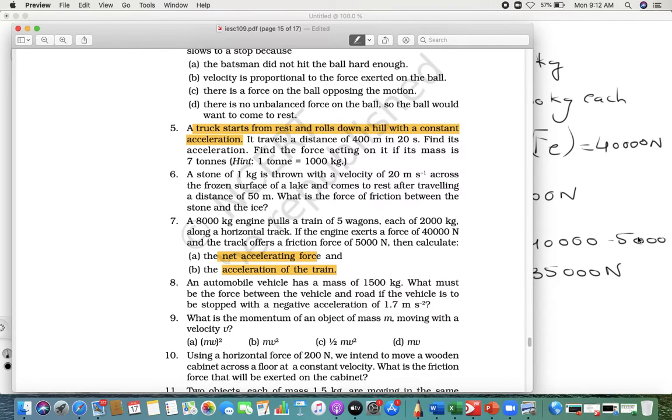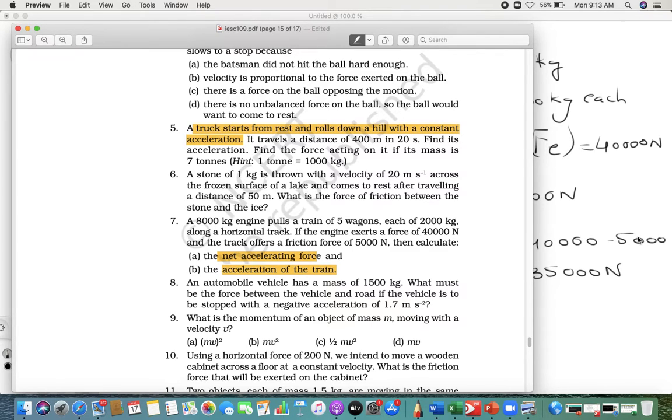So what m do you use? When I talk about the train, what is the mass you are going to take? Are you going to take the mass of the whole train, or only the mass of the engine? Just think a little. Guys, you have to think, everyone, please. I'm giving you time to think a little.